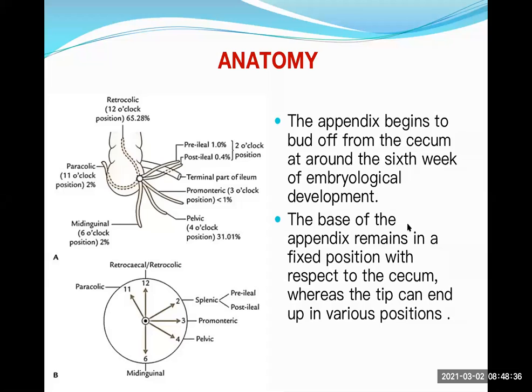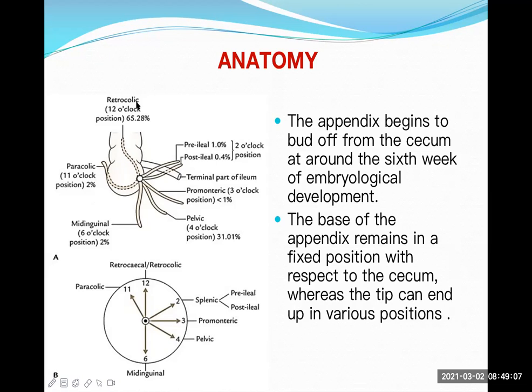But one common clue will be there. At the base of the appendix, there is convergence of three tinea coli. You all know tinea coli are special features of the large intestine. Appendix is a part of the large intestine. So all those three tinea coli will converge at the base of the appendix. That's how the surgeon knows, yes, this is the base. Now, after finding the base, finding the apex will be relatively easier.